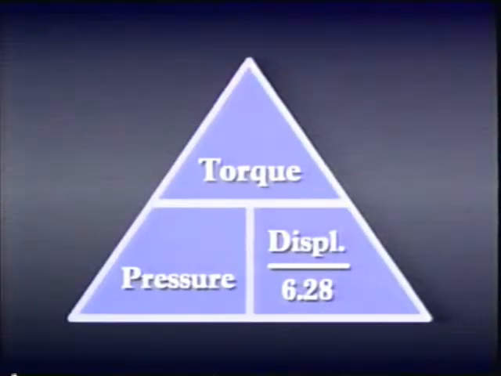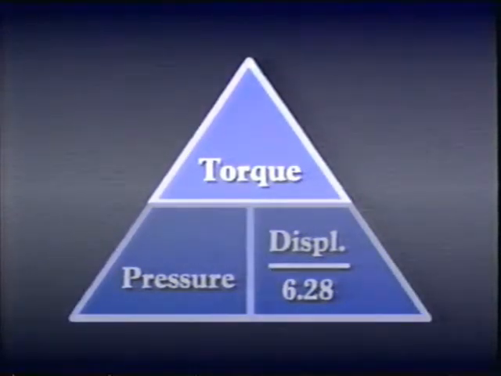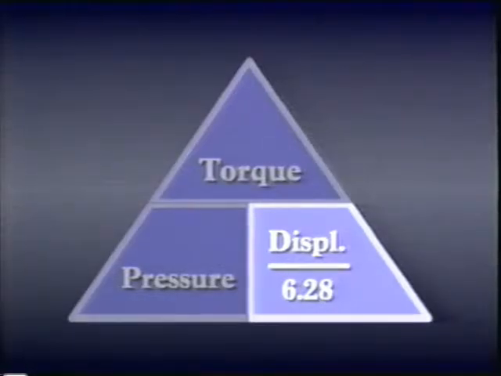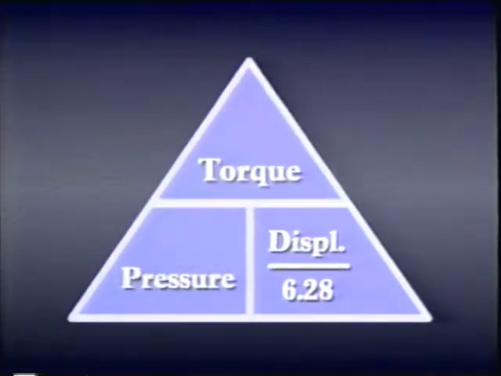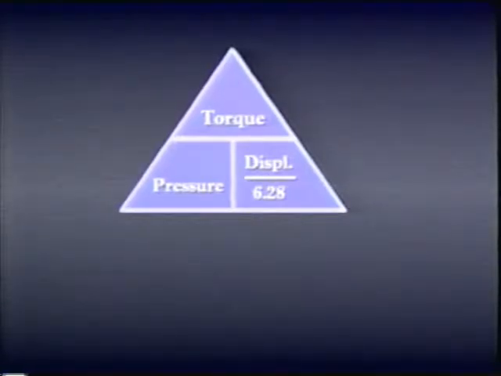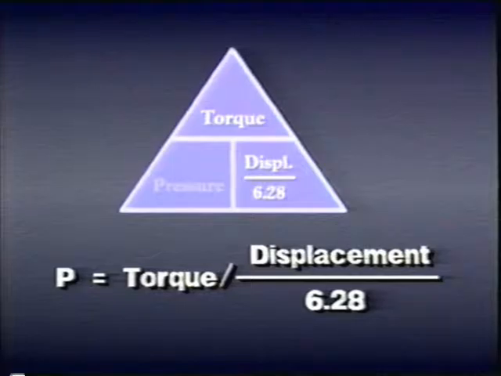The force triangle for linear actuators can be adapted for use with rotary actuators. Force becomes torque, and area becomes displacement divided by 6.28. Just as before, we cover up what we are looking for. For example, suppose we need to figure out how much pressure will be required to produce a specific torque. We begin by dividing the displacement by the constant 6.28.